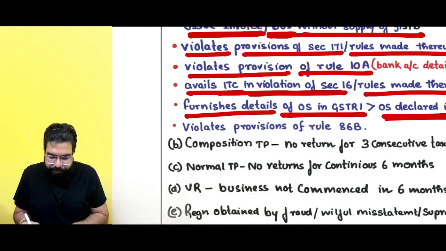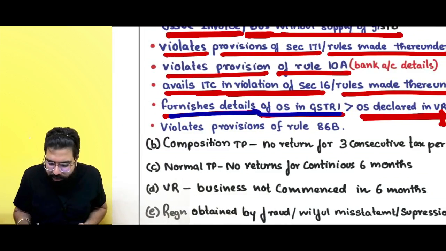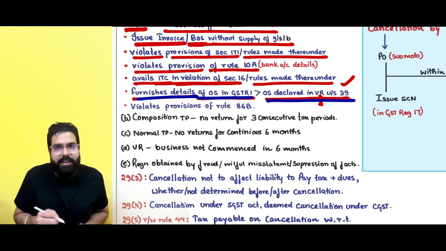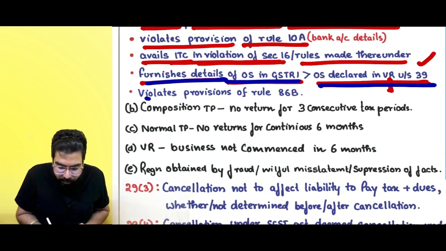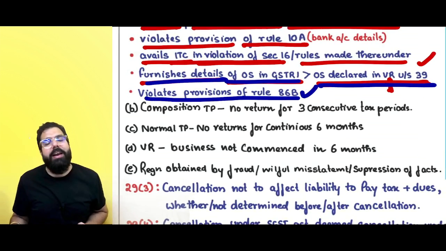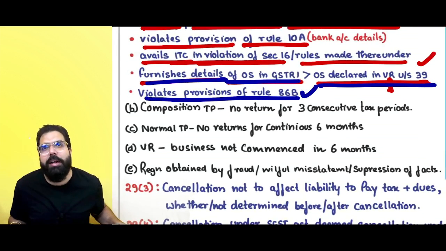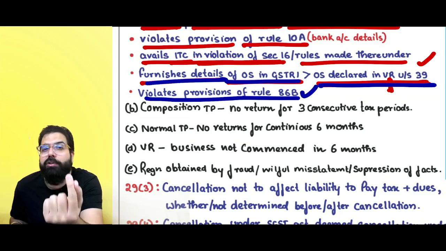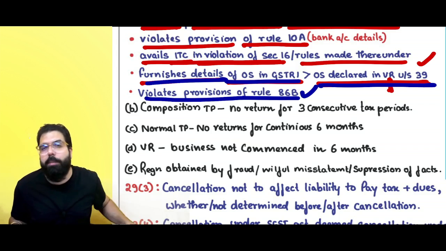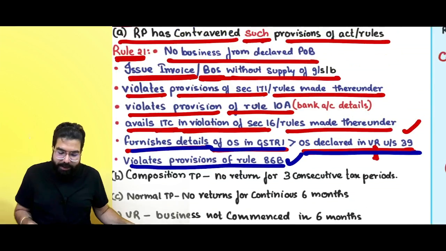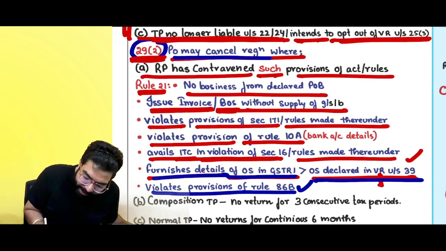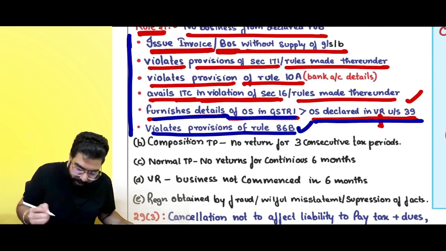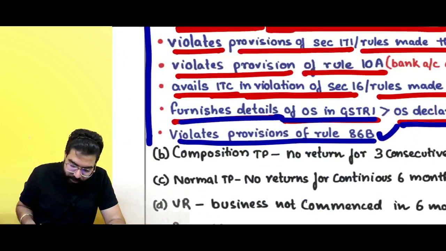See over here. Furnished details of outward supply in GSTR 1 greater than outward supply in GSTR 3B, basically the monthly return. Sir, this violates the provision of rule number 86B. Rule number 86B says at least 1% of the tax has to be paid by using your e-cash ledger. If you violate the condition of rule number 86B, then the proper officer may cancel your registration. Okay, sir. Other things which are there, let's go ahead and read.